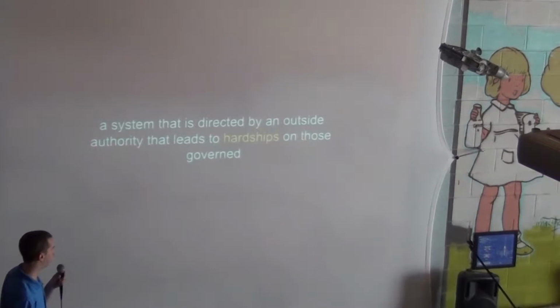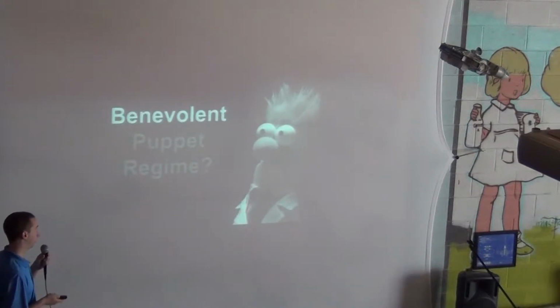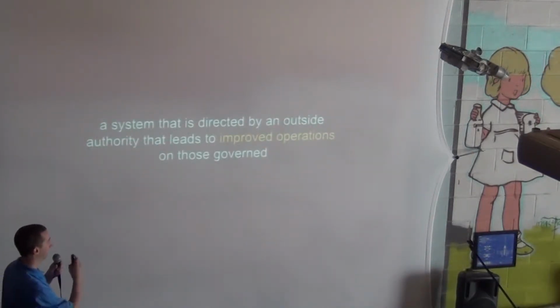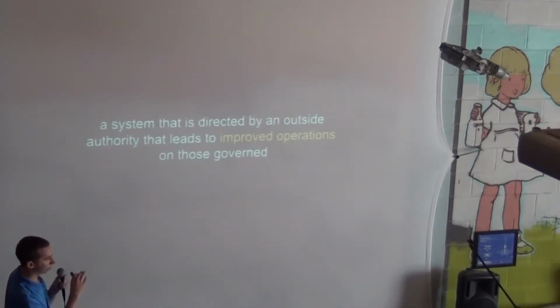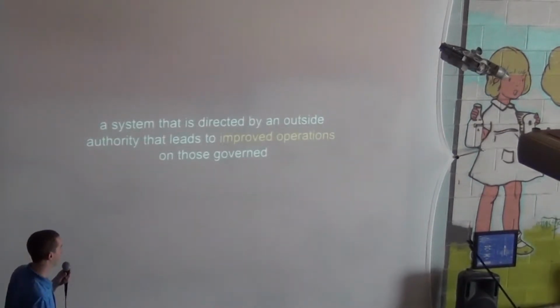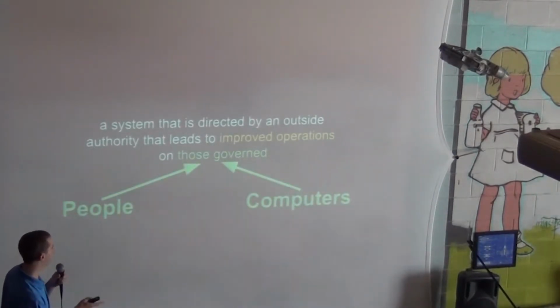So a puppet regime would be this: a system that imposes hardships on those governed. A benevolent puppet regime, the twist, is a system that is designed to improve operations on those governed. And that includes computers and people, right? We don't just care about computers and running Puppet on computers, but those systems do affect actual people as well. So we need to concern ourselves with both things.